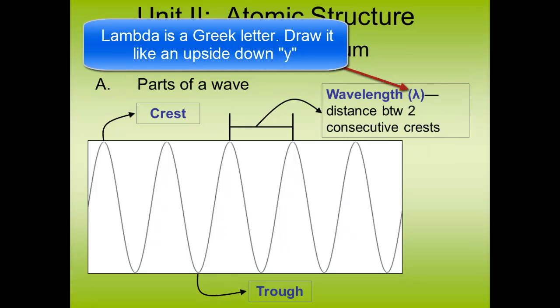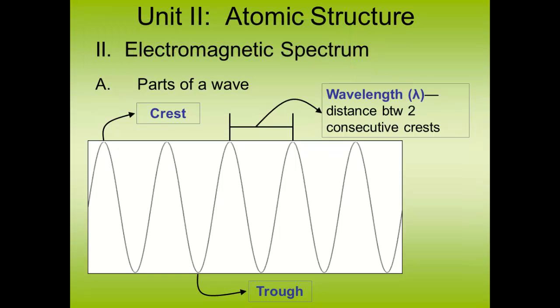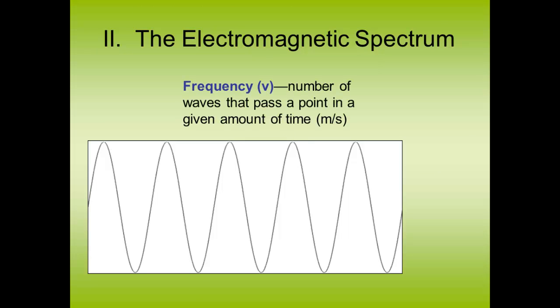Okay? Now you'll notice that the wavelength is abbreviated with a lowercase lambda, and it kind of looks like an upside down Y. So the distance between any two consecutive crests or troughs is what is called the wavelength. And the last thing I want you to know is the frequency. The frequency, abbreviated with a little v, is the number of waves that pass a point in a given amount of time. It is going to always be a length divided by a time for the units, so typically it'll be in meters per second. Okay, so those are the parts of the wave that I want you to know.